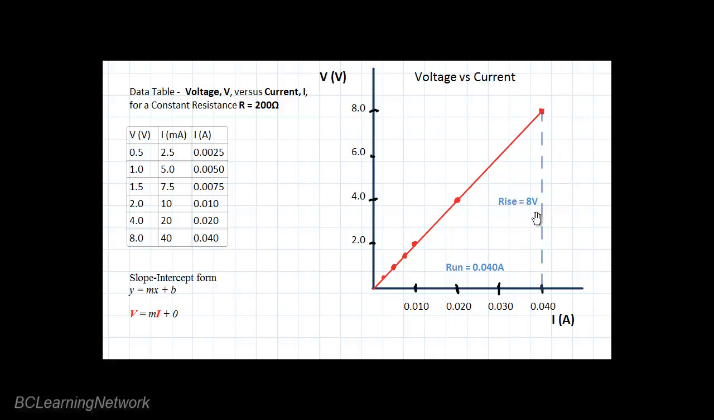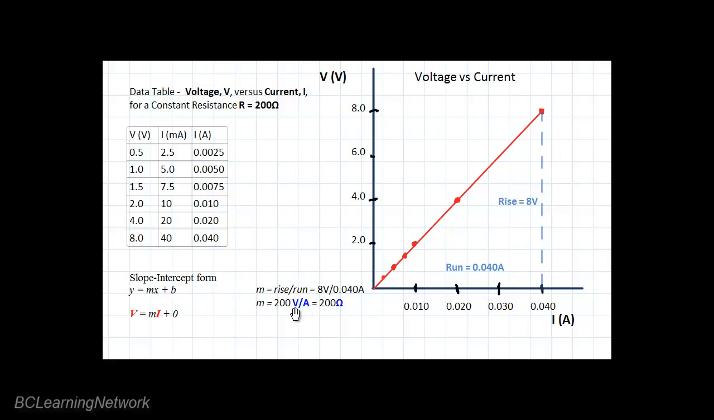So we can see my rise is 8 volts and my run is 0.040 amps. Notice I've made the slope, the rise and the run, as big as possible so that I have less error. My slope will be 8 volts divided by 0.040 amps, which is 200 volts per amp.